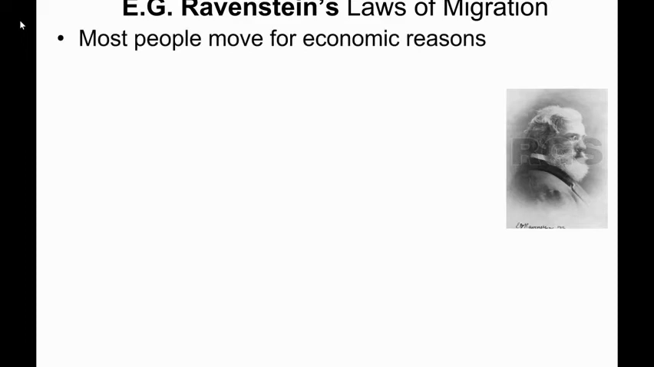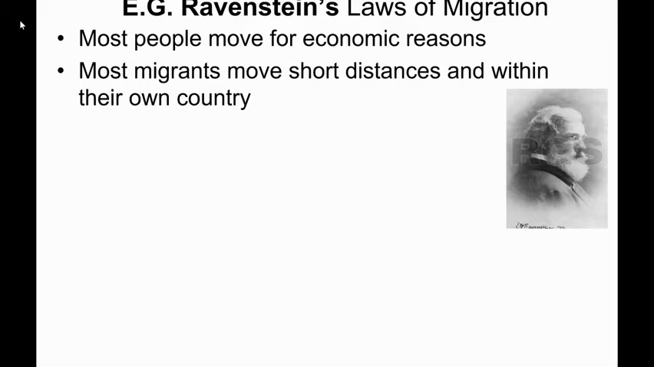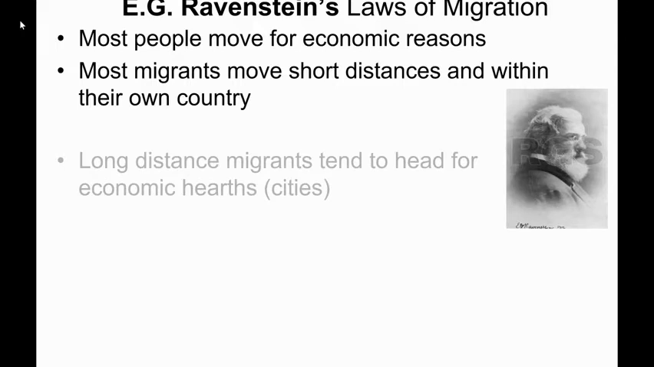Okay, so I'm going to go through these, and if you need to stop the video to write them down, just pause it, because I'm going to go through these pretty quickly, probably faster than you can write most of the time. So Ravenstein's law number 1: most people move for economic reasons, so jobs. Most migrants typically move short distances and within their own country. It's very difficult to move outside of your country, especially if the people in the country you're moving to don't speak the same language, maybe are not the same religion, not the same culture or customs.